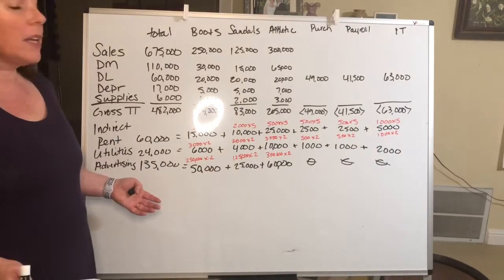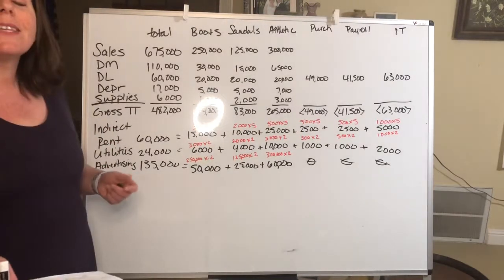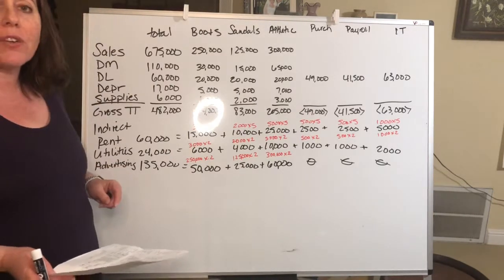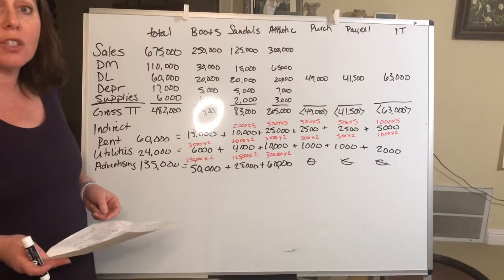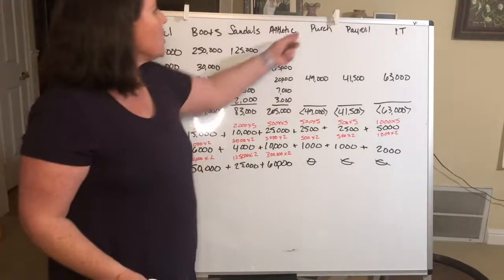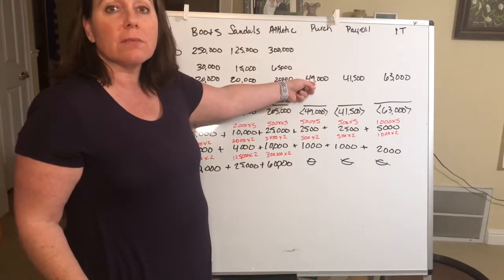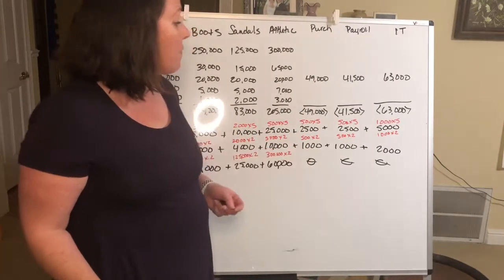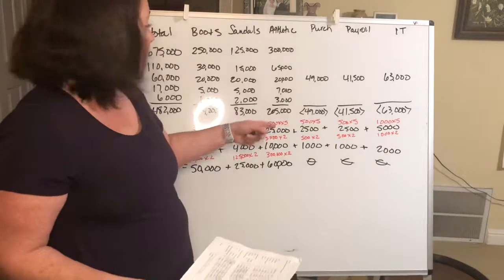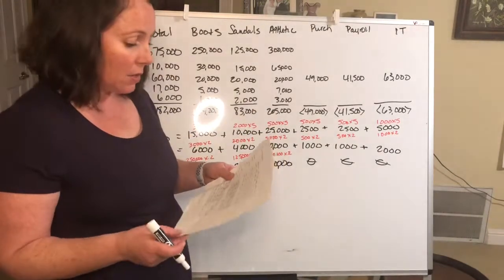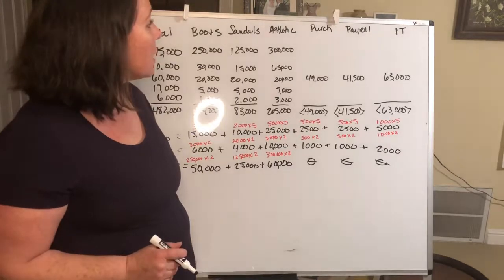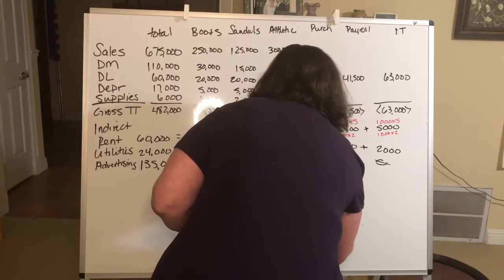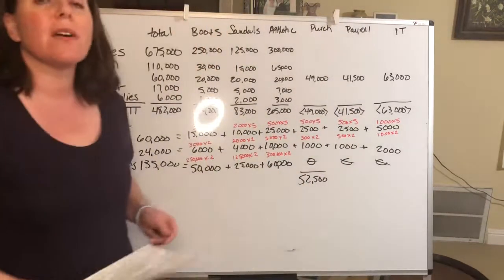Now that we've allocated all of our indirect costs, the next step will be to allocate our service costs. But before we can do that, we have to figure out what are our total service costs to be allocated. Our purchasing department had direct labor of $49,000, so we'll allocate that for sure. But they also were allocated an additional $3,500 in indirect costs. So the total amount of purchasing to be allocated will be $52,500.